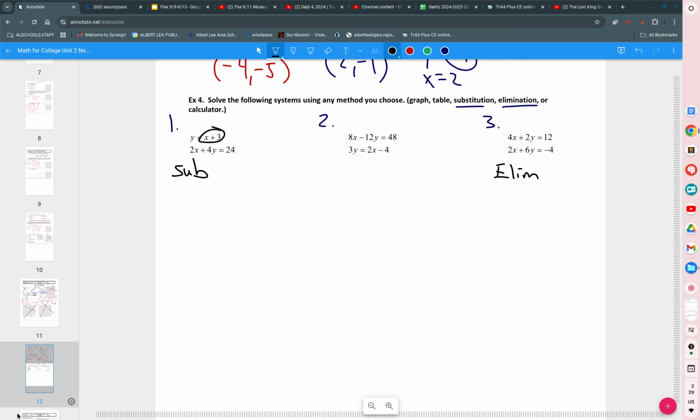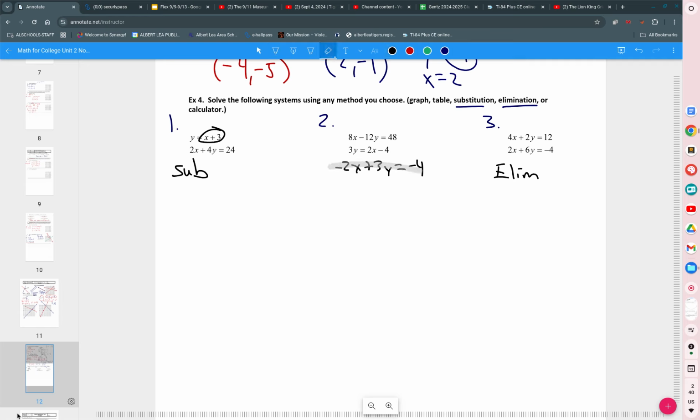The middle one's kind of tough to tell, isn't it? Kind of tough to tell. Might graph it. You might bring the 2x over, so it'll be like a negative 2x plus 3y is equal to negative 4, and then use elimination, right?